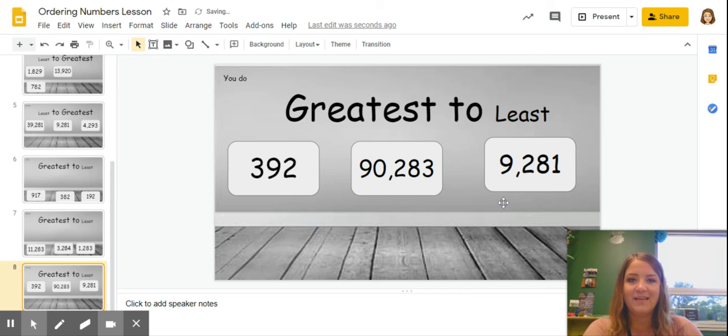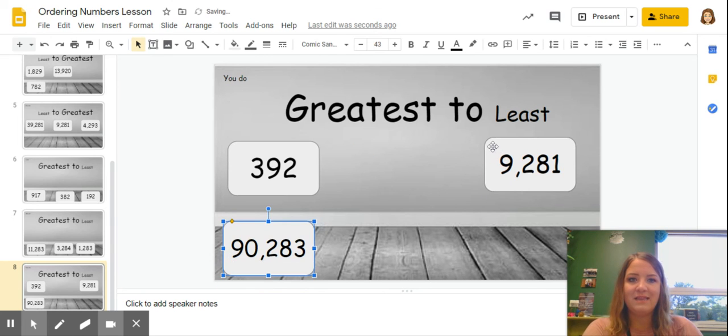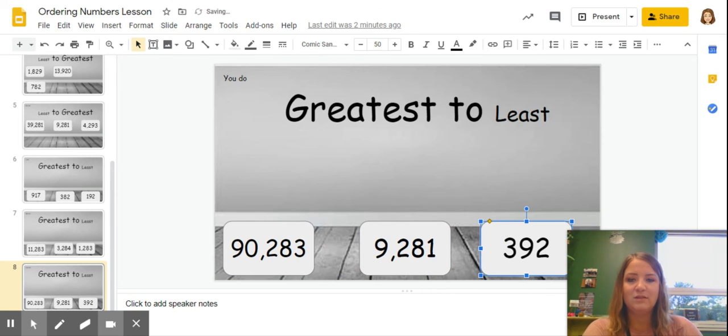All right, hopefully you saw that 90,283 is the largest number because it's the only number that had 10,000s. Next would be 9,281 because it has a number in the thousands place. And least would be 392 because it only has hundreds. So greatest to least, 90,283, 9,281, and 392. I hope you have the same thing.